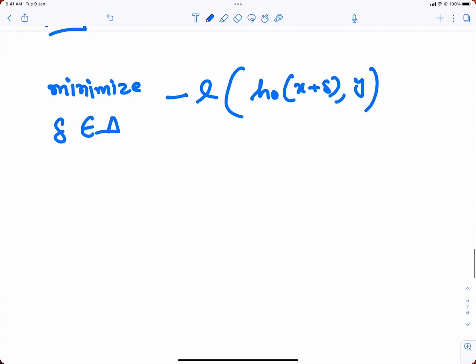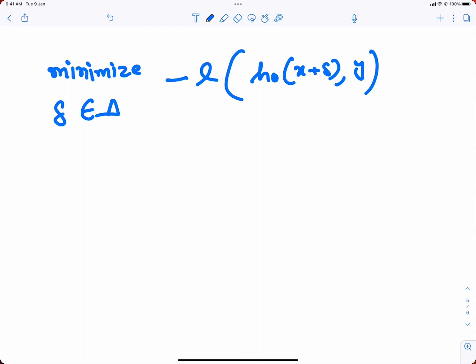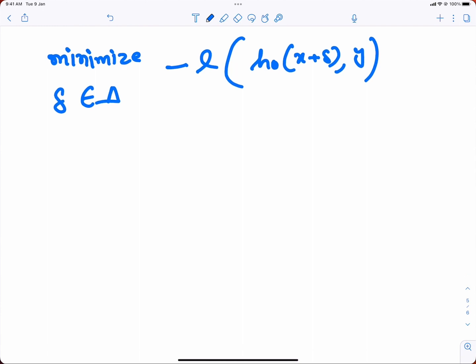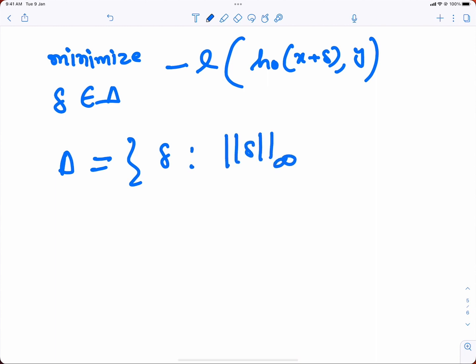A common perturbation set to use is this: we want the delta to not be visible to human eyes. So our objective is that it should be less than some number, and that number should be very small. To define that, we can write the set of delta such that the infinity norm of delta is less than or equal to epsilon. So infinity norm means no element of this delta should be greater than epsilon.